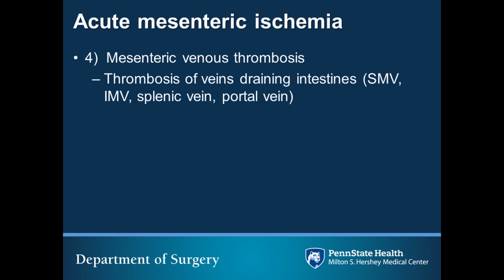The fourth subtype of acute mesenteric ischemia is mesenteric venous thrombosis. This is where there is thrombosis of the veins draining the intestines, including the SMV, IMV, splenic vein, and portal vein, which leads to increased venous pressures and decreased arterial flow to the bowel.